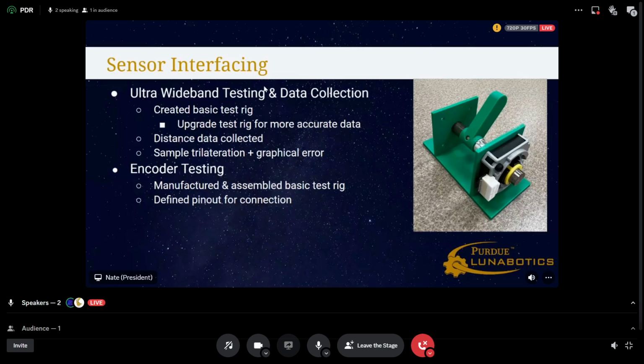We have some distance data collected, and I'll show that in the coming slides in a bit. We also ran a sample trilateration and made a 3D graph. And then for the encoder test, we have a little assembled test rig right there, and we defined the pinouts for connection, and we will be starting testing that next week, hopefully.